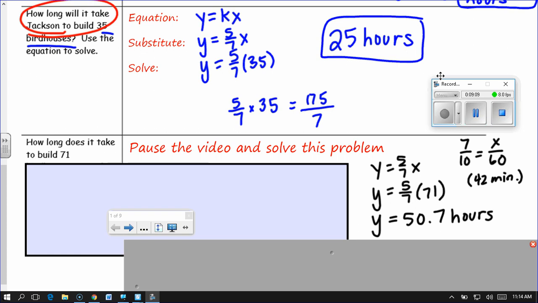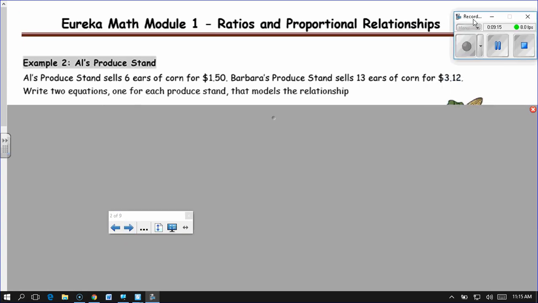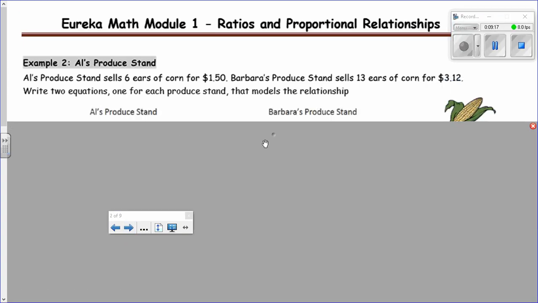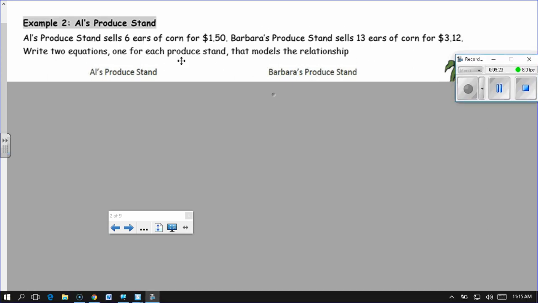Okay, we're going to move on to example 2, the produce stand. This one you probably have seen something like before. If you've ever been in the grocery store, you can see where it says half a dozen ears of corn or maybe even a dozen. But we can see here that there are prices.